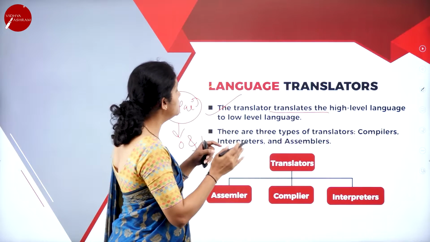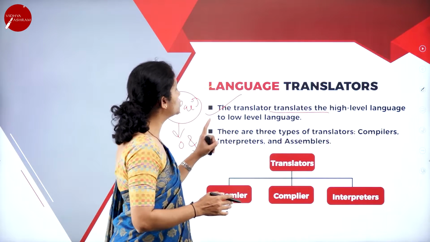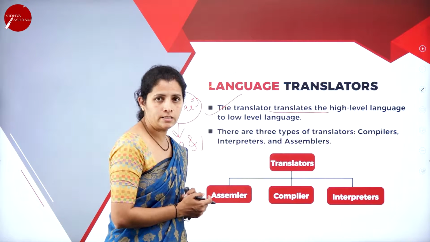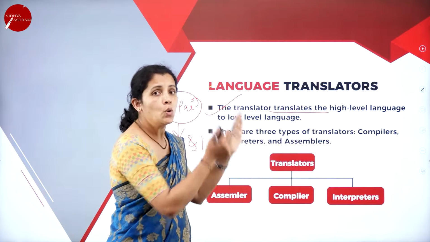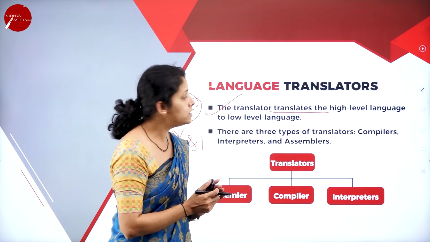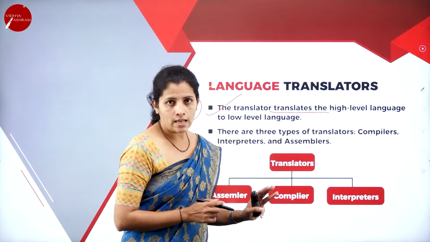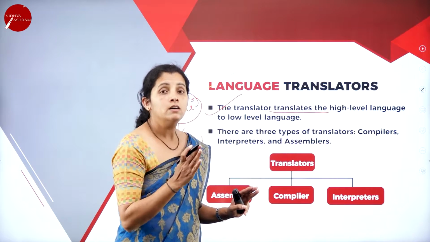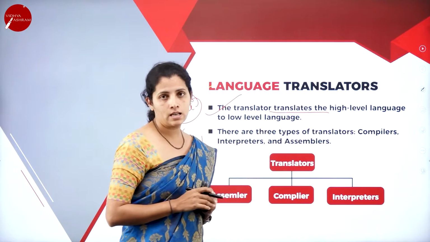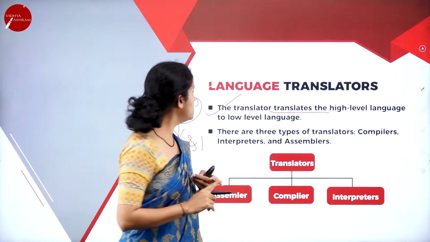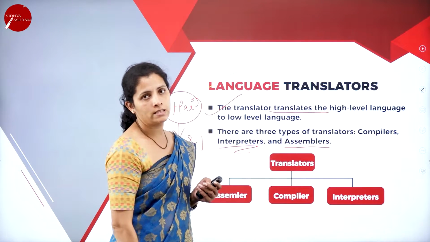To convert this high level language to machine level language, I'm going to have the translator. That means, what is the job of translator? It is just converting one language to another language. And there are three types of translator. Here, computer system supports three types of translator. One is compiler, another one interpreter, and last one assembler.